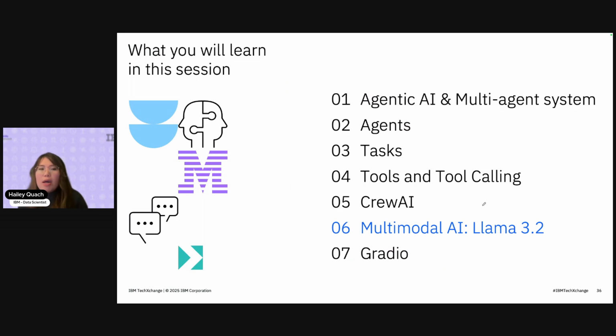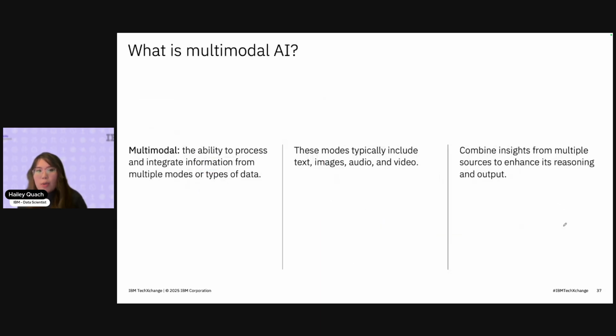That kind of wraps up our small session on multi-agent systems and all of its components. Now we're going to look at multimodal AI, and more specifically the Llama 3.2 Vision Instruct model.